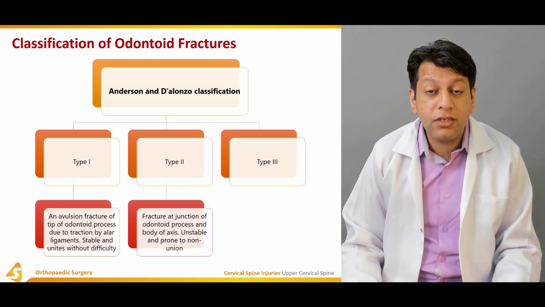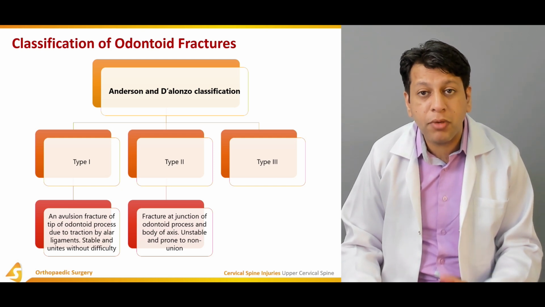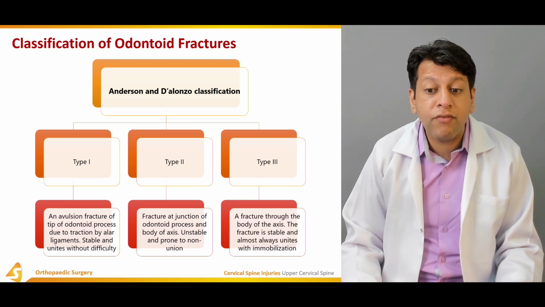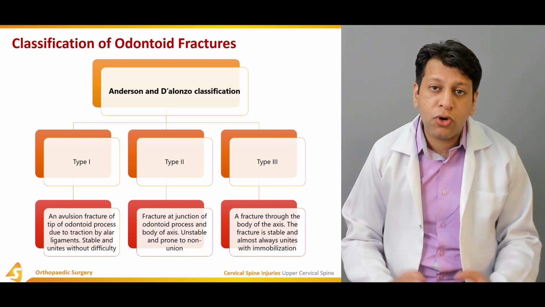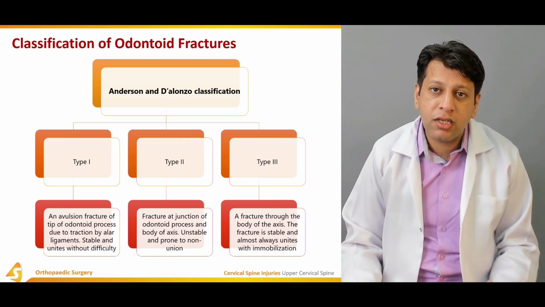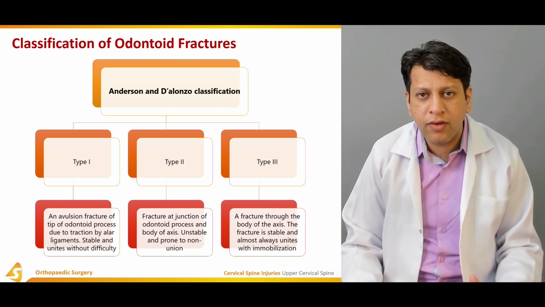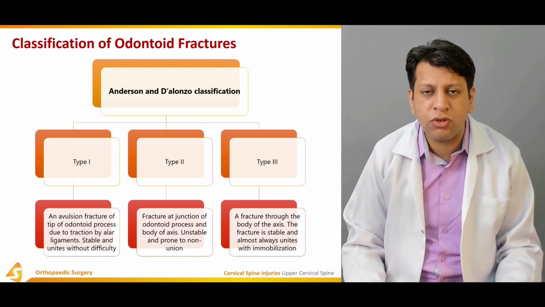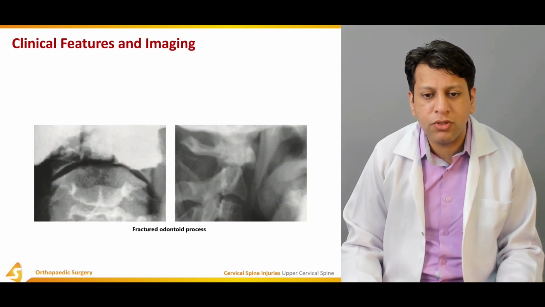Now, coming to type 3, these are fractures which involve not only the base of the odontoid, but also the body of the C2. This is a fracture through the body of the axis, and the fracture is stable and almost always unites without immobilization. So what's important is that type 1 and type 3 can be easily managed without any surgery. In type 2, we have to be very careful. It can be managed without surgery, but if it's a non-union, then we may have to do some kind of surgery for the non-union of type 2 injuries.